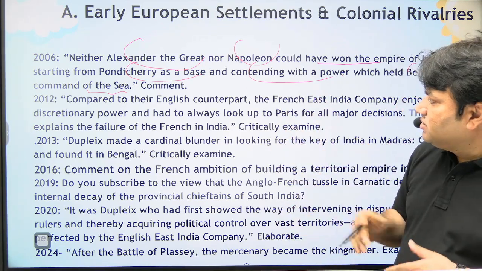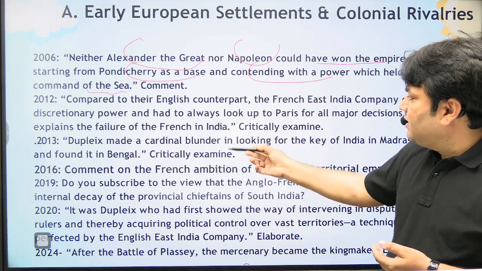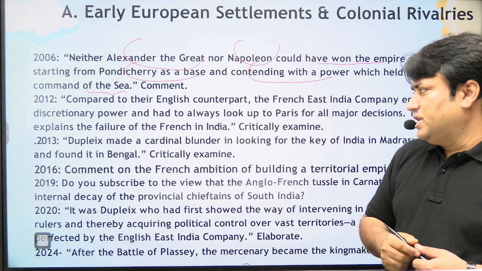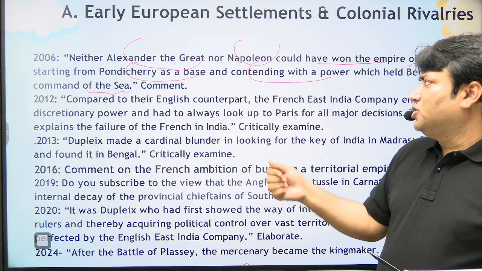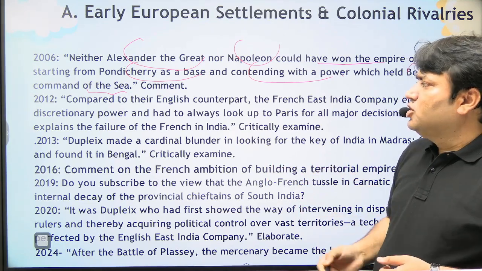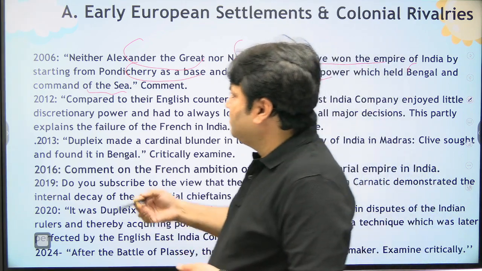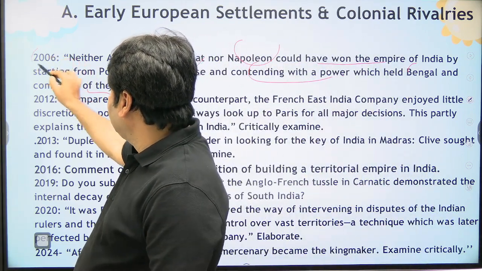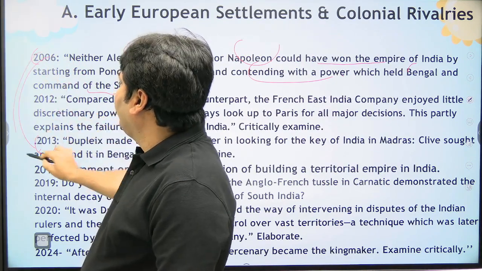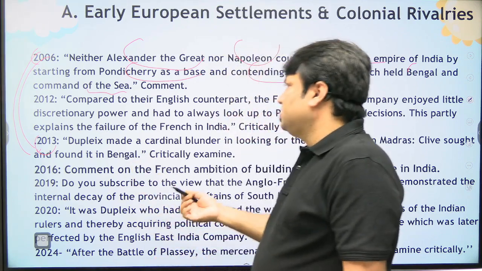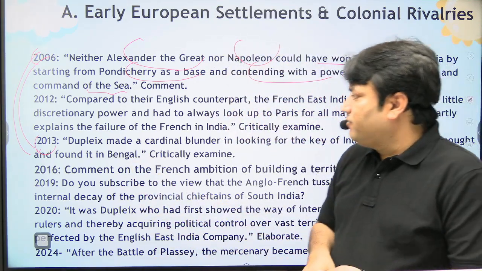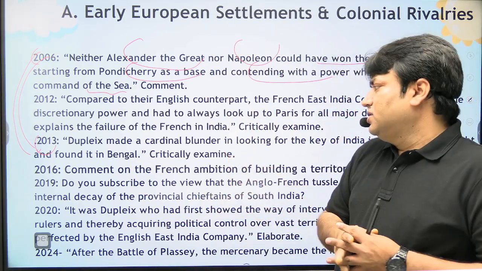Now, question number 3 is, Dupleix made a cardinal blunder in looking for the key of India in Madras. Okay, Clive sought and found it in Bengal. Okay, so when you will find this question, 2006 and 2013 question, you will find that, okay, both are talking about strategic significance of Bengal, because that was one important factor due to which British were successful in India.